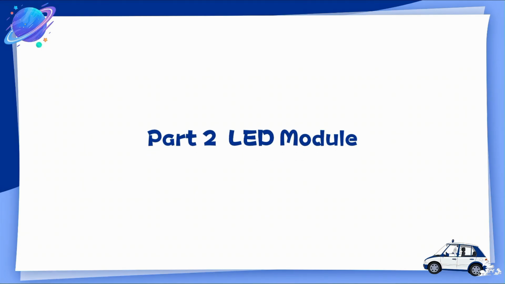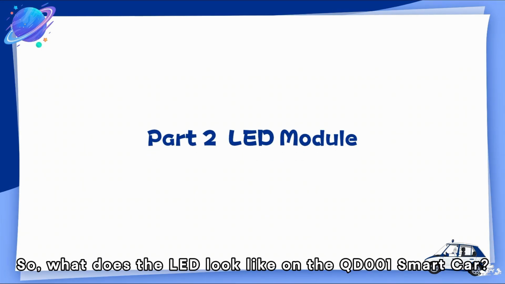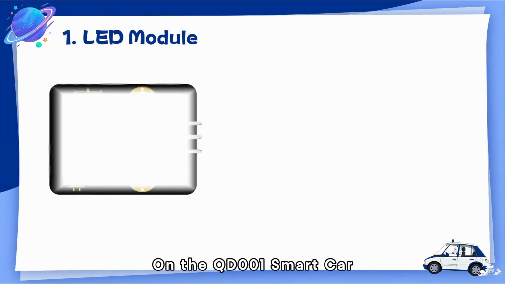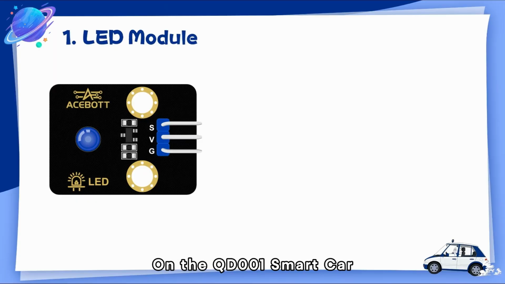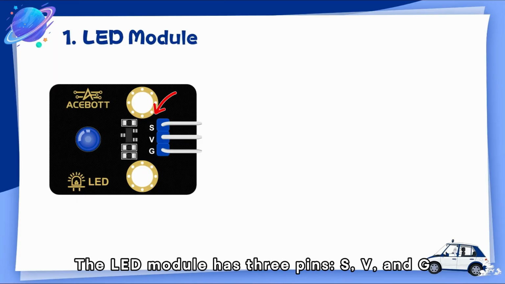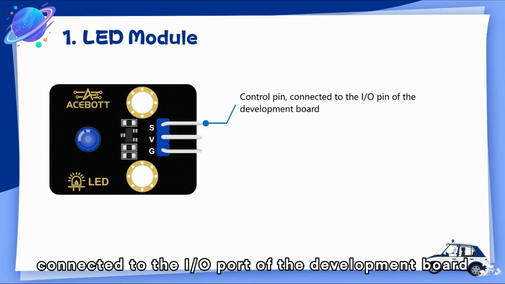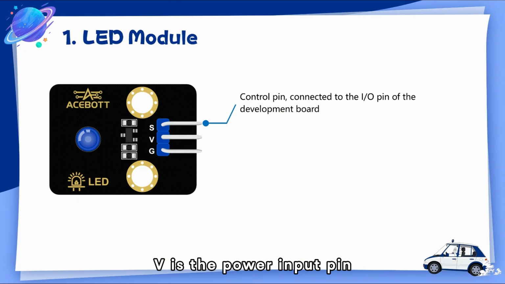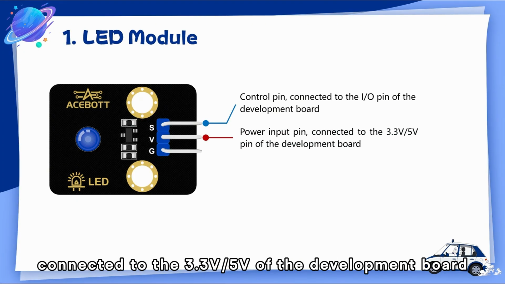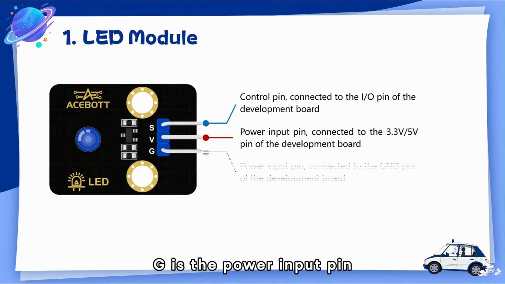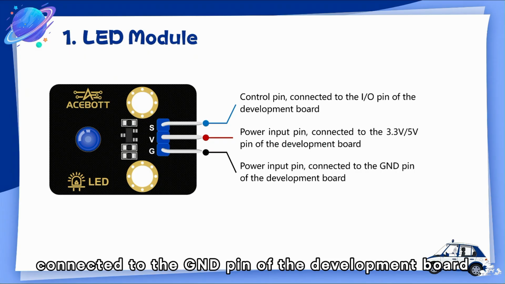Part 2. LED Module. So, what does the LED look like on the QD001 Smart Car? On the QD001 Smart Car, we use an LED module. The LED module has 3 pins, S, V, and G. S is the control pin, connected to the I/O port of the development board. V is the power input pin, connected to the 3.3 volts or 5 volts of the development board. G is the power input pin, connected to the GND pin of the development board.